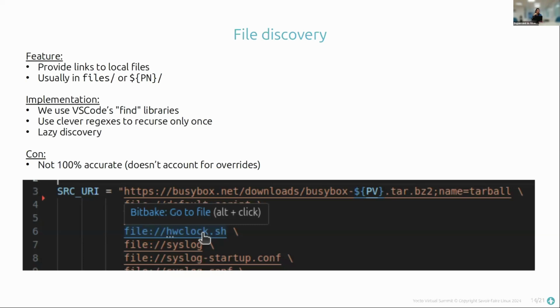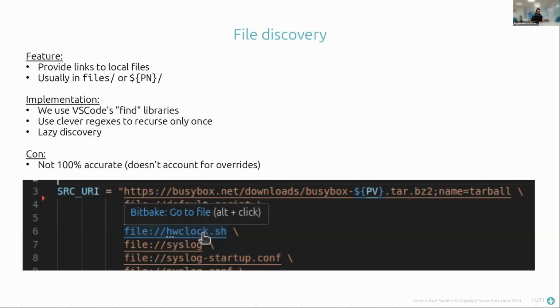It's just going to do it when needed and not preemptively. The con of this approach, which relies on a find library that's outside of Yocto, is that it's not 100% accurate. So for instance, if you have a directory for override of some files, it's probably going to point you to the basic ones instead of the overrides. So once again, if you have any ideas to make that better, we are really looking for suggestions and even contributions if you want.